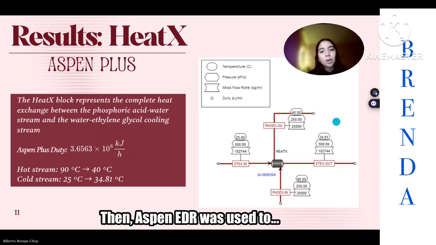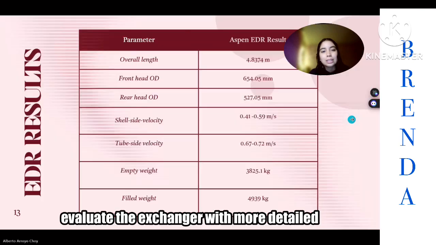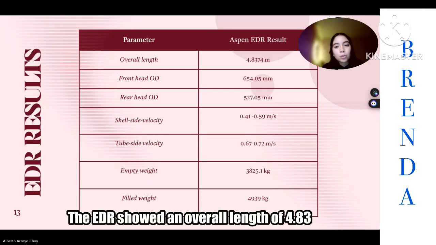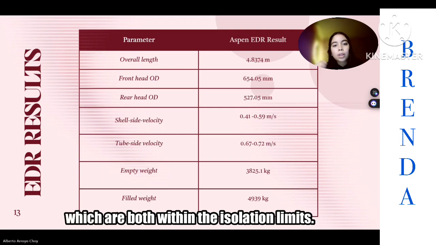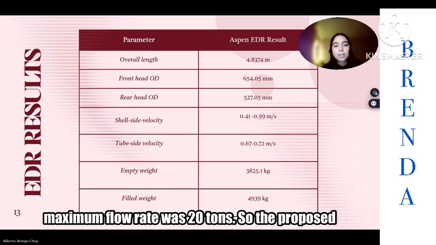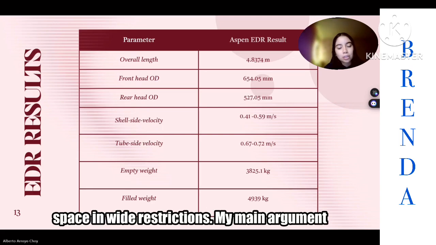Then, Aspen EDR was used to evaluate the exchanger with more detailed geometry, mechanical, and hydraulic calculations. The EDR showed an overall length of 4.83 meters and a field weight of 4,939 kilograms, which are both within the installation limits. The maximum available length was 6 meters and the maximum floated weight was 20 tons. So the proposed design satisfies the space and weight restrictions.